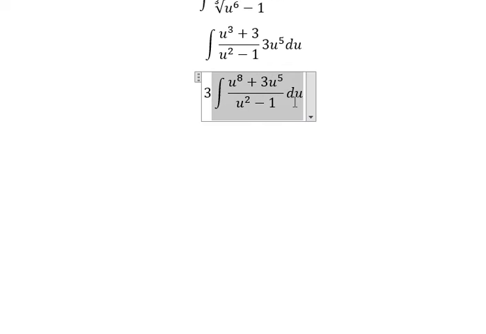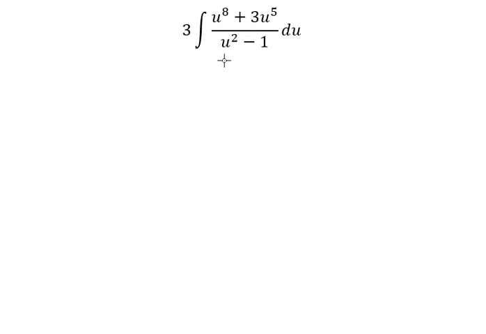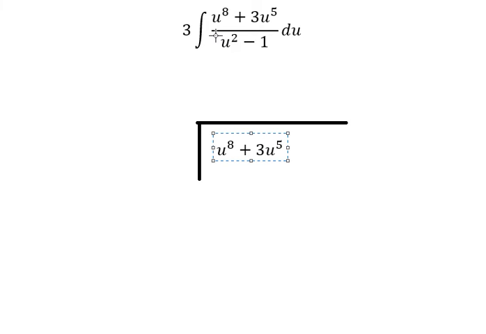plus 3u to the power of 5. Now, in this situation, we can use long division. So in here, I will concentrate on this division of u to the power of 8 plus 3u to the power of 5 over u squared minus 1.